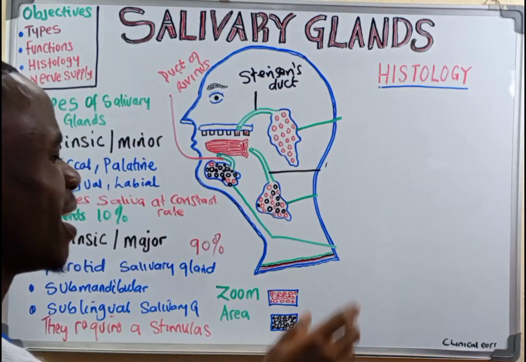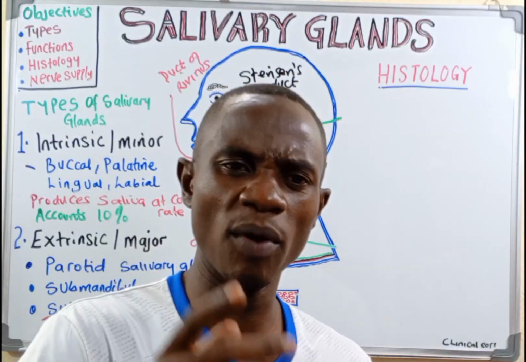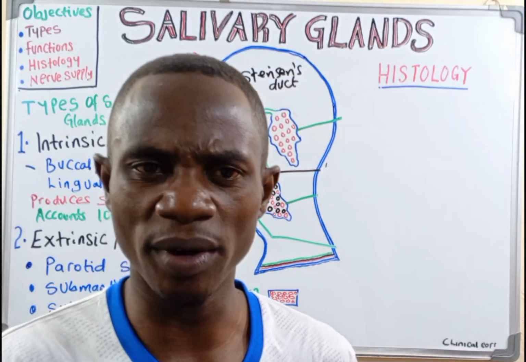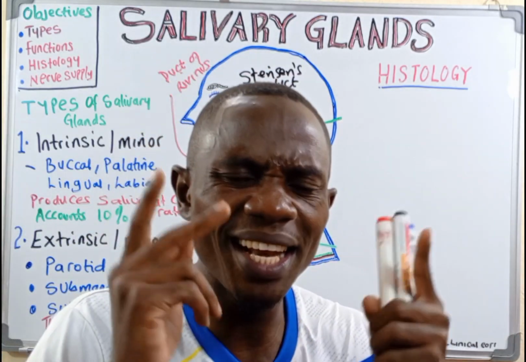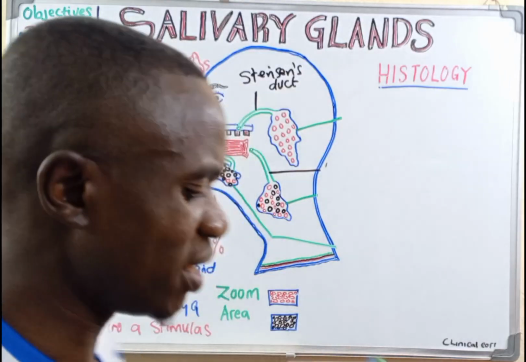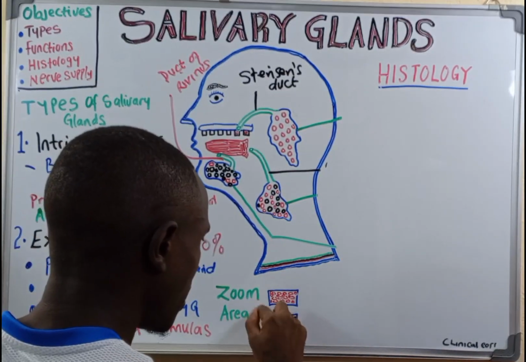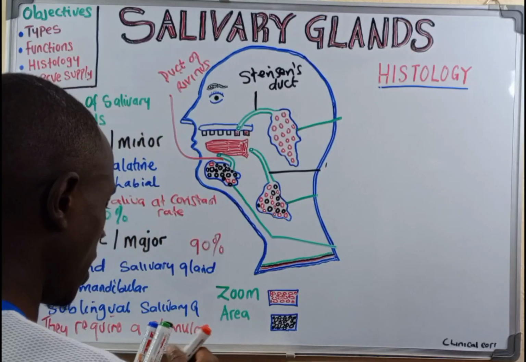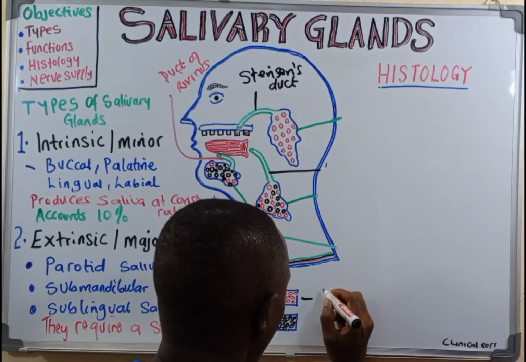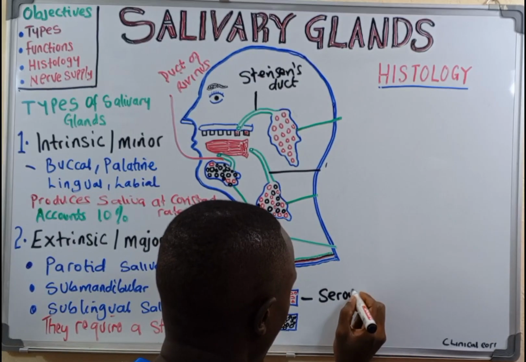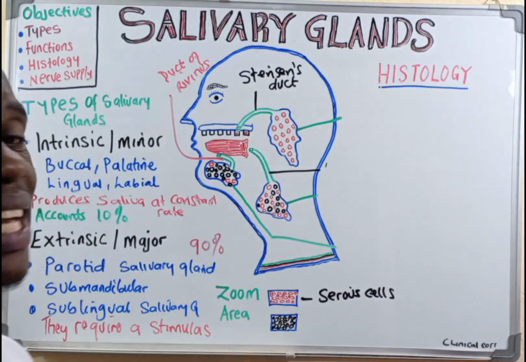So now, there are going to be two kinds of cells that make up the salivary glands. Okay, we have two types of cells. We are going to see very many, but there are generally two kinds of cells. And what are these two cells? These cells which are going to be a bit red, this one here, they are what we call the serous cells. Okay, the serous acini cells.